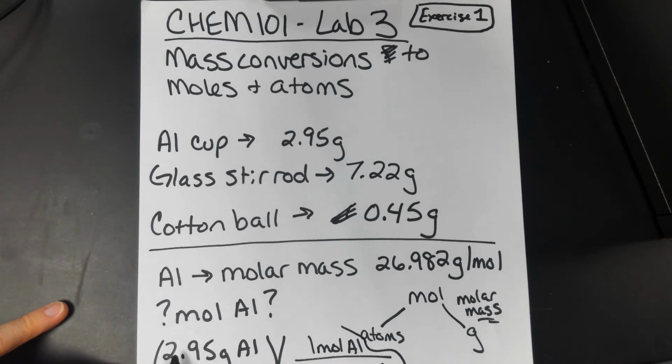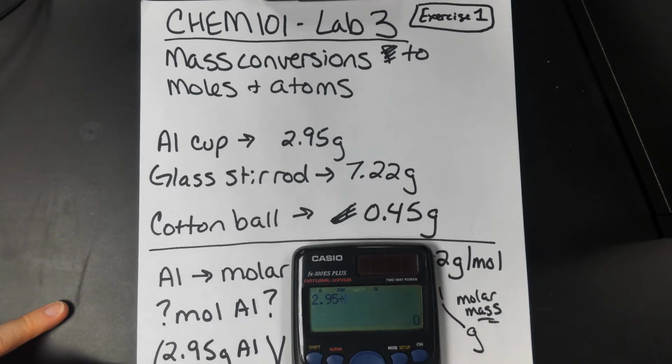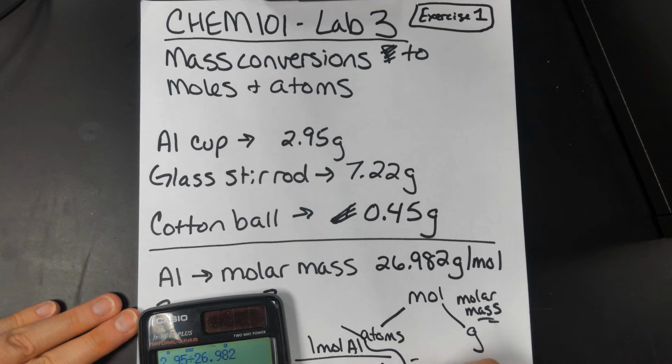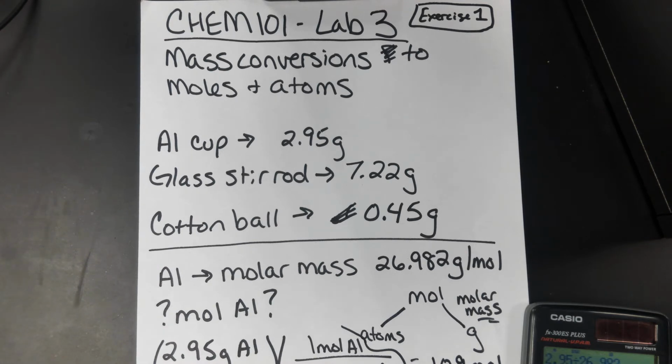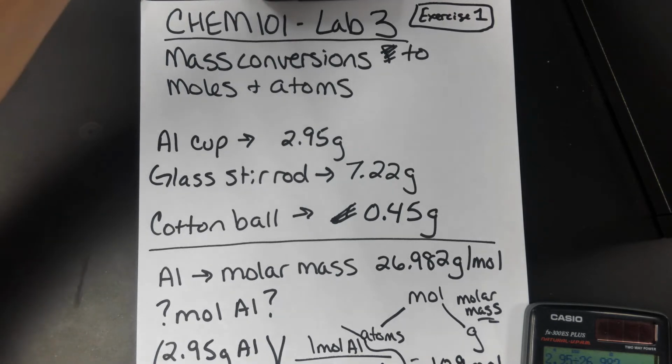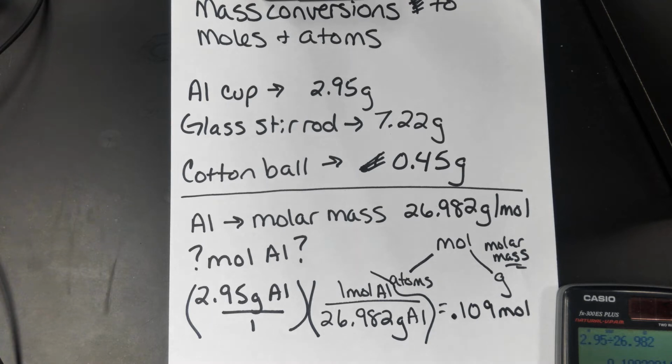So essentially, I'm going to take 2.95 and divide it by 26.982. And I get 0.109 moles. Now, does this make sense to me? Why would this make sense? Oh my goodness, I just realized that I was not showing that. Okay, there we go. Sorry, I was on another screen.